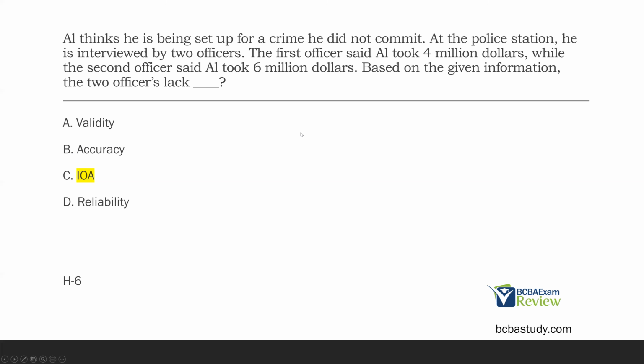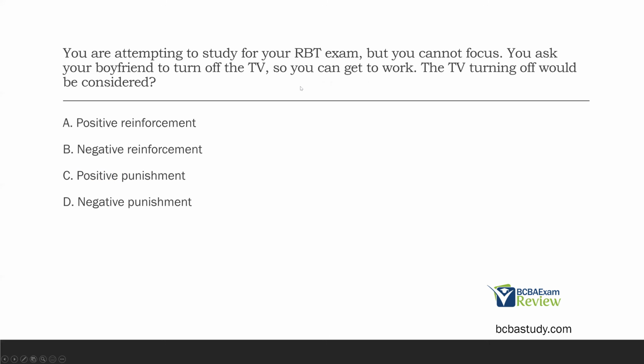They lack inter-observer agreement. You're attempting to study for your RBT exam, but you cannot focus. You ask your boyfriend to turn off the TV so you can get to work. The TV turning off would be considered what? Behavior question. Okay. What is the antecedent? You studying for the exam. Okay. What is the response? You ask your boyfriend to turn off the TV.